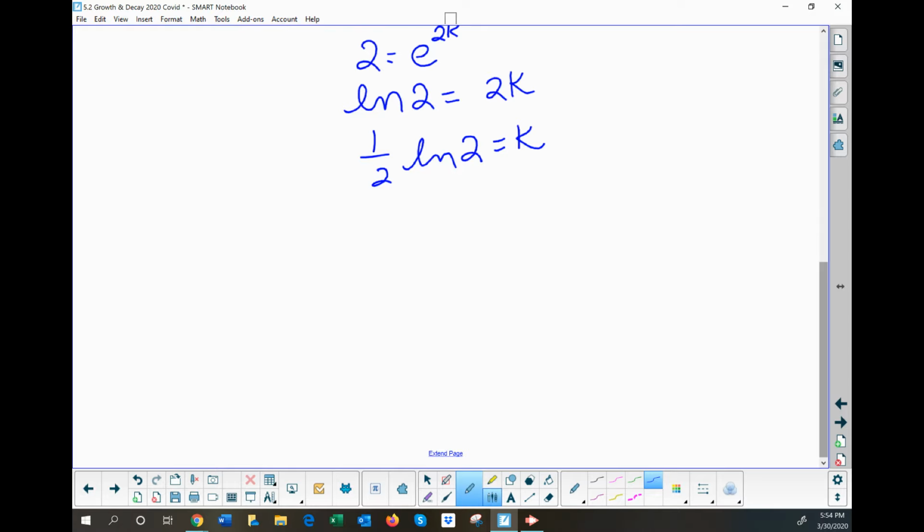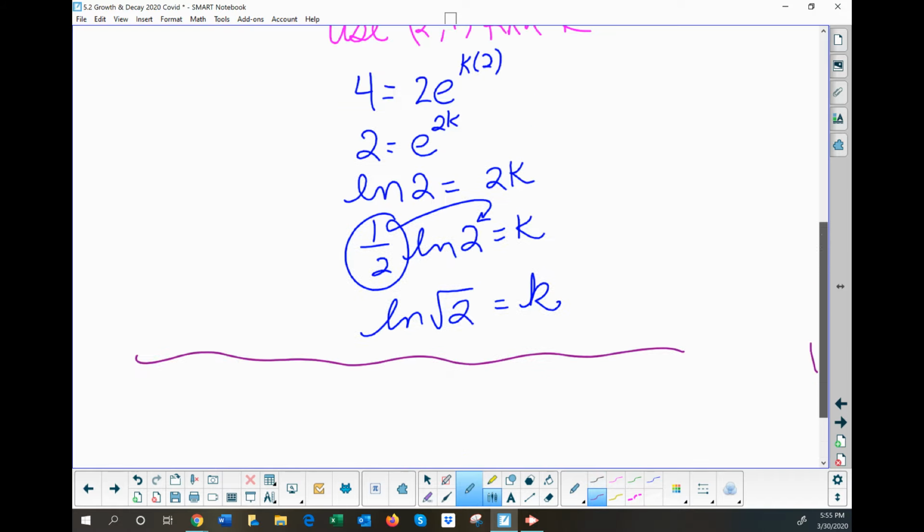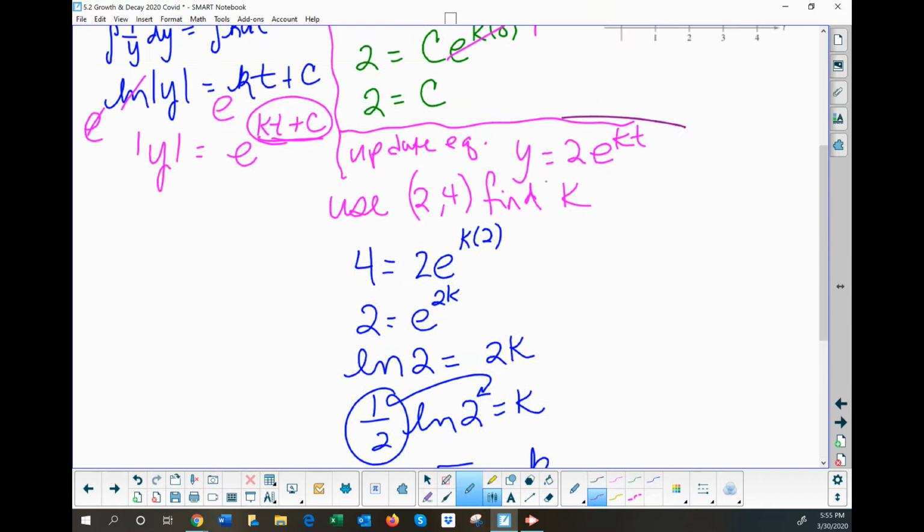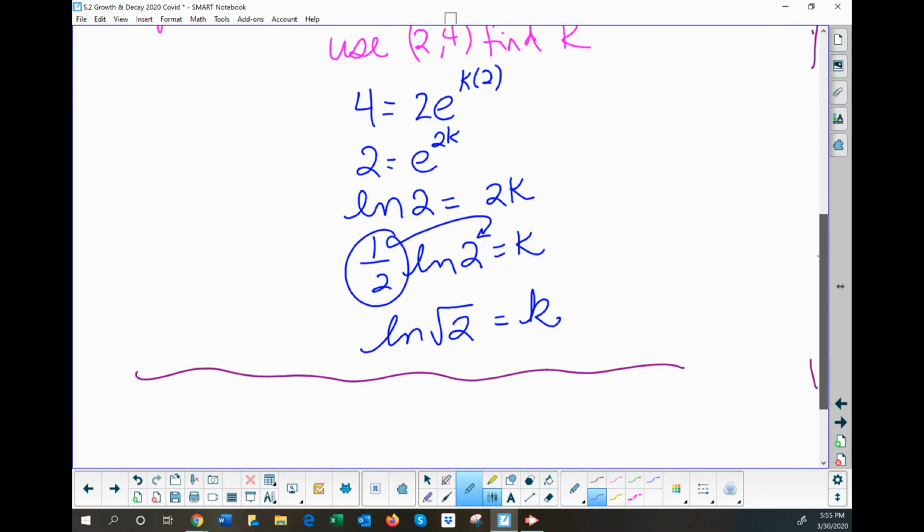So, grand finale, this equation is much like that, only our k is square root 2, isn't it? So I'm going to have y equals 2e to the square root 2t. And we're done. That was a lot of work.